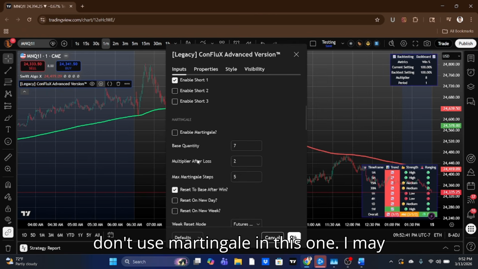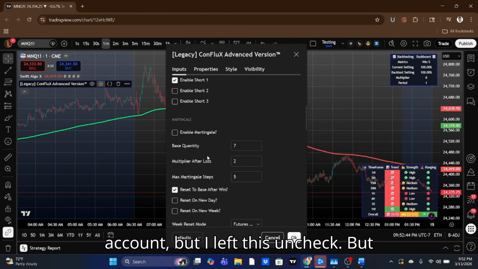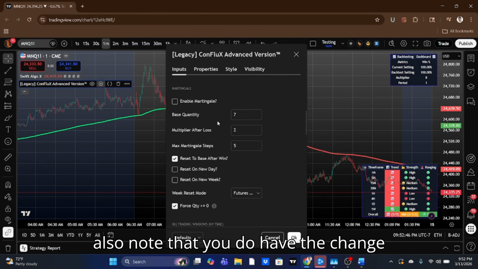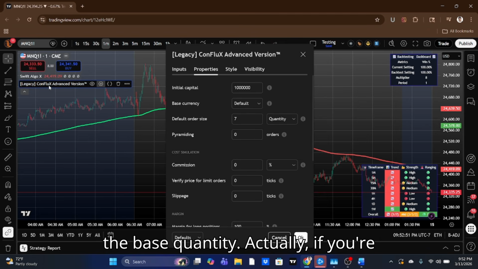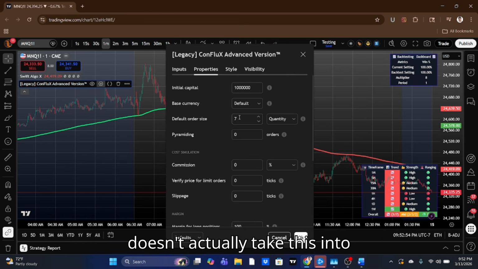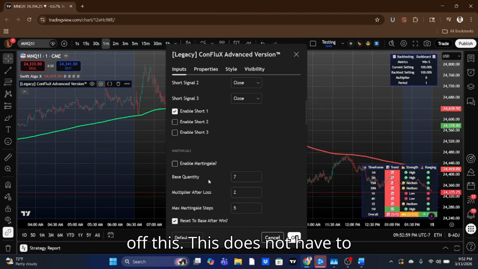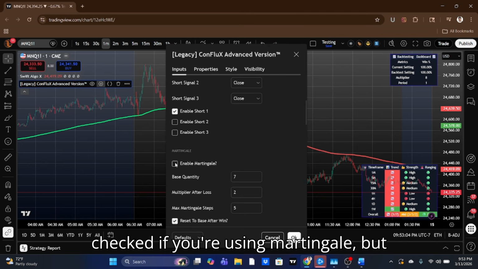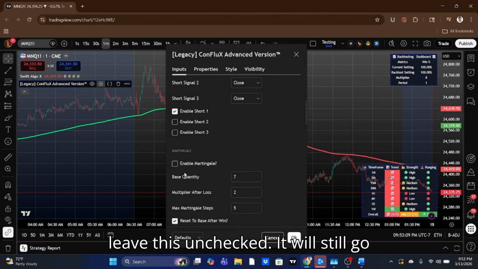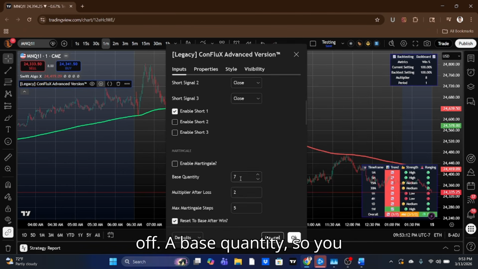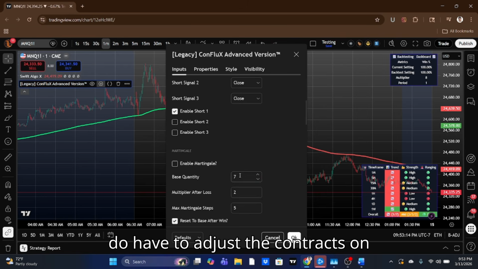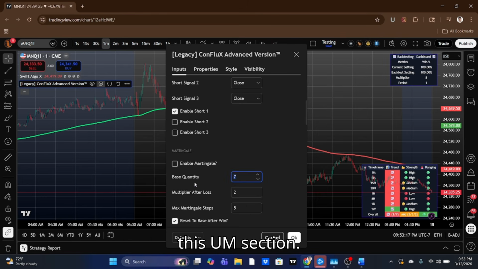I may experiment with this in another eval account, but I left this checked. But also note that you do have to change the base quantity. Actually, if you're using the Conflux advanced version, it doesn't take this into consideration because it goes off this. This does not have to be checked, okay? This has to be checked if you're using martingale, but for the base quantity, you can leave this unchecked. It will still go off the base quantity. So you do have to adjust the contracts in this section.